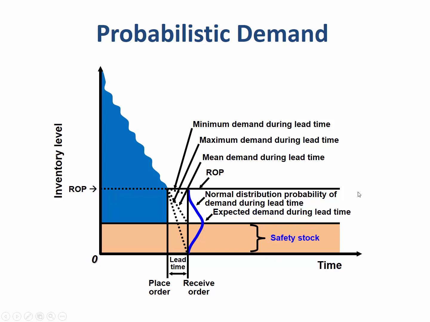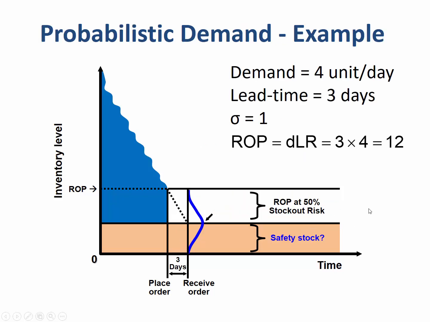So that's what I want to describe now: the methodology to determine how much safety stock we need to have based on the level of risk the company is willing to take. So let's take an example where we have a demand that is 4 units per day and we have a lead time of 3 days. So it takes 3 days to receive a new shipment of those items. And the standard deviation of demand during lead time is 1.